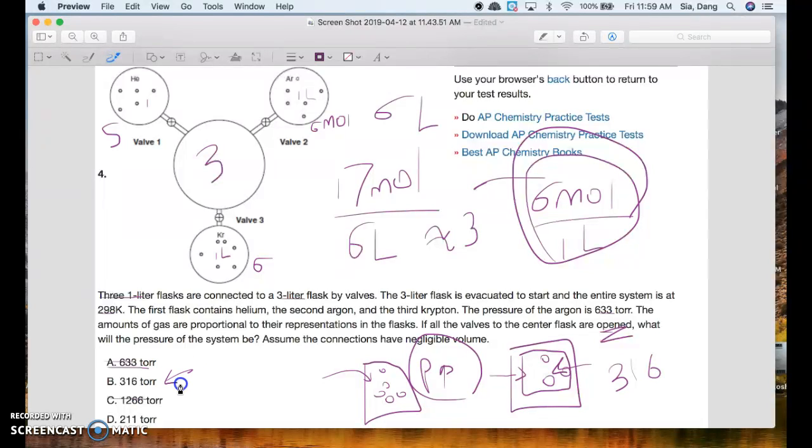Now, can it be this? Yes, but in this case, we're saying it's really, really close to 3, so it should be that 1-to-2 ratio. If it's really far off, then yes, we could probably say it's going to be a lower pressure, depending on how small this is.